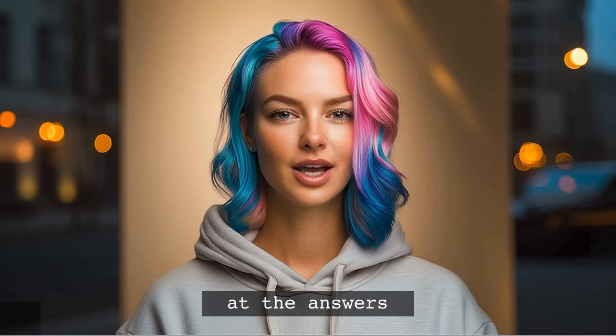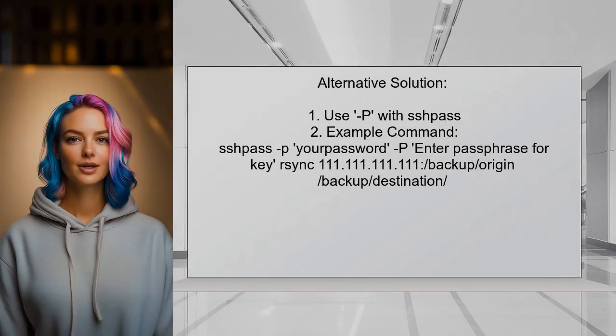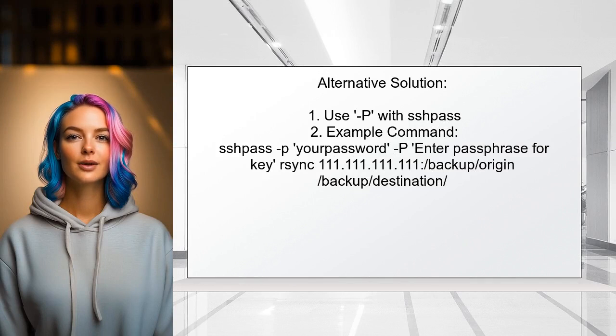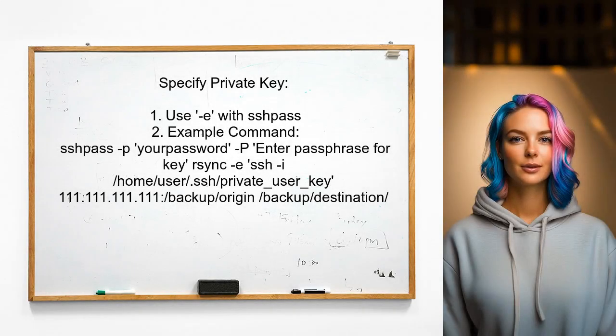Now let's look at the answers provided by other users. An alternative solution suggests using the -p parameter with sshpass. This helps identify the passphrase prompt for your key. For example, you can run sshpass with the password and the -p option followed by the prompt text. Additionally, you can specify the path to your private key using the -e parameter. This allows you to run rsync with your specific key without prompts.